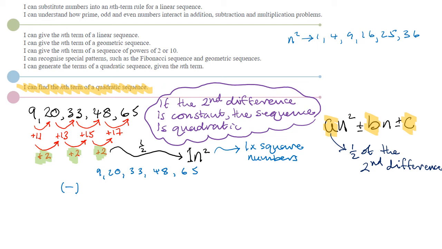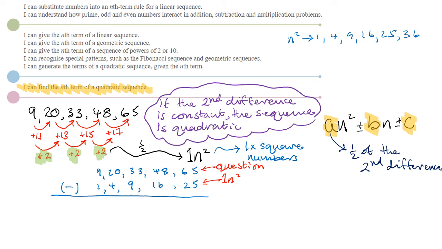So that's going to be 1, 4, 9, 16 and 25. I'm going to take these numbers away from the original sequence. So this line of working here is 1n squared, and this line of working here is the original sequence. This is basically the question. And we always do that: the question numbers take away 1n squared or 2n squared. It might even be half n squared. It all depends on that second difference.